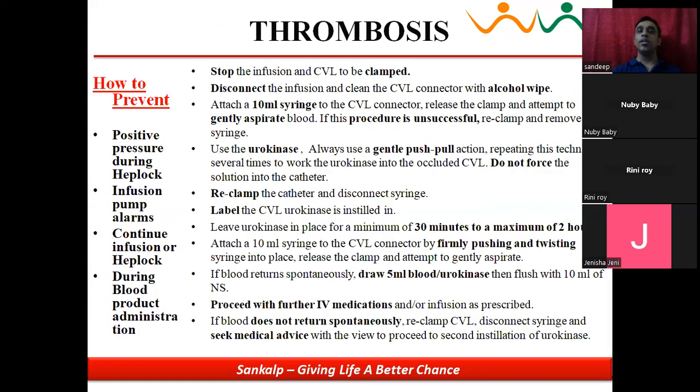Thrombosis, how to prevent the clots. Many times we have seen the central line get blocked and a thrombus happen. How to prevent it? The first important part is, when we are doing the heparinization, we have to make sure to do positive pressure heparinization. That is very important.